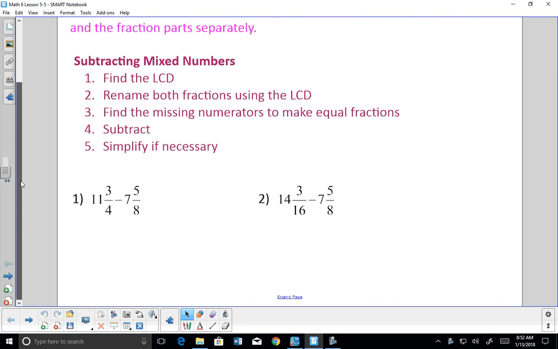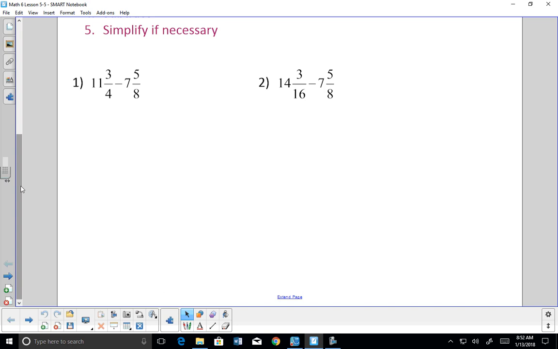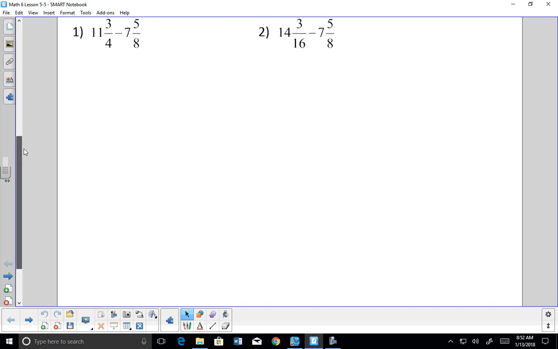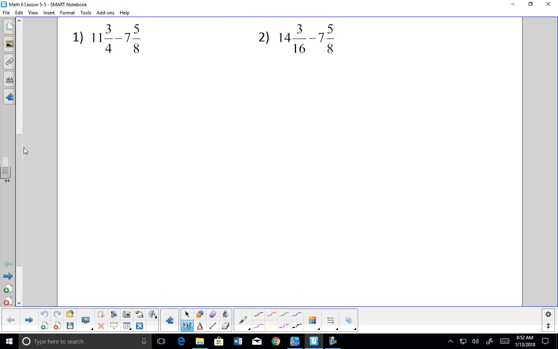Subtracting mixed numbers. You're going to find the least common denominator, rename both fractions using the least common denominator, find the missing numerators to make equal fractions, subtract, and then simplify as necessary. So if I have 11 3/4 minus 7 5/8, I'm going to rewrite these vertically because it's easier. 11 3/4 minus 7 5/8.